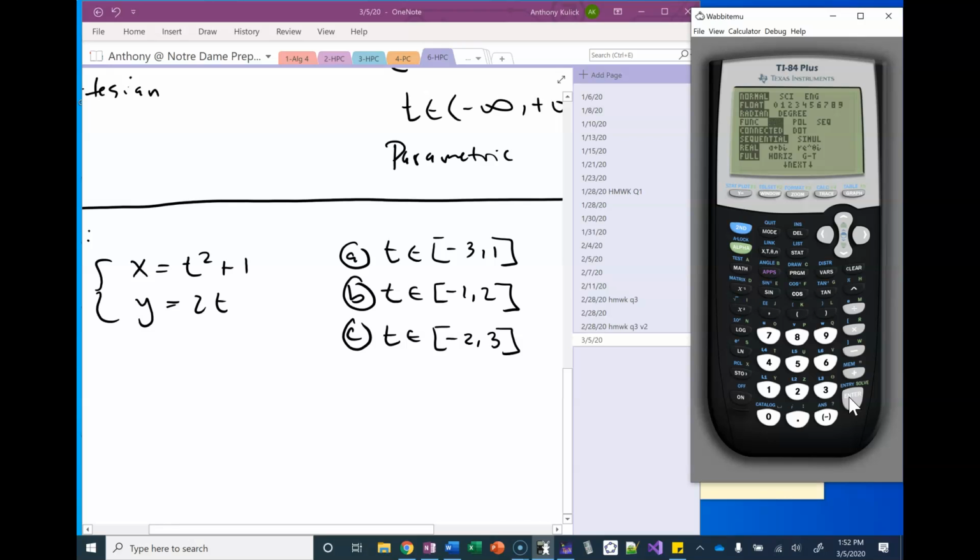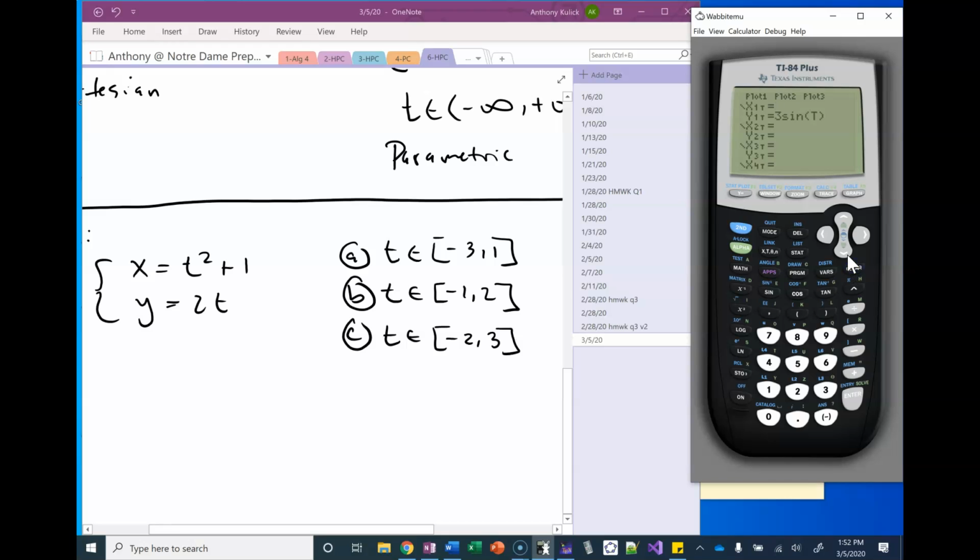Pol is short for polar. We'll talk about polar coordinate systems a little bit later this chapter. And then SEQ is short for sequential. We're not going to deal with sequential things in this course. Okay. So I've changed my mode to parametric. Now I'm going to press the y equals button.